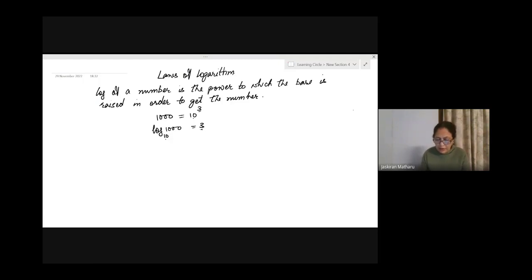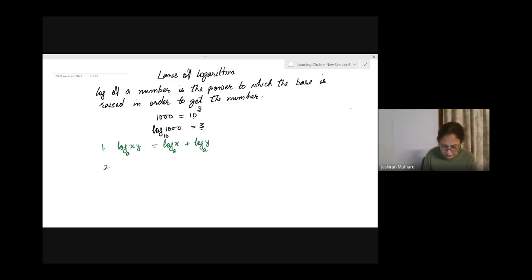So we will take a random base as a, and we'll first write down the laws of logarithm. First law is if two numbers are getting multiplied. So let us say log of x multiplied by y to the base a. This can be written as log of x to the base a plus log of y to the base a.